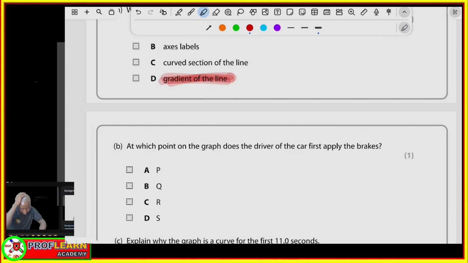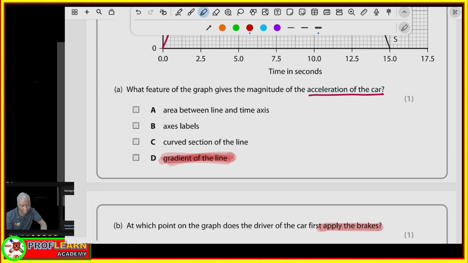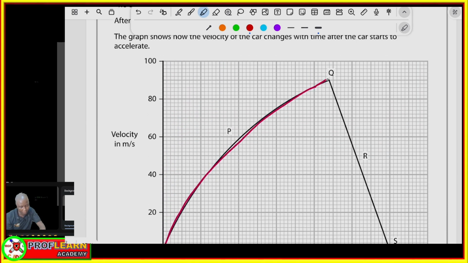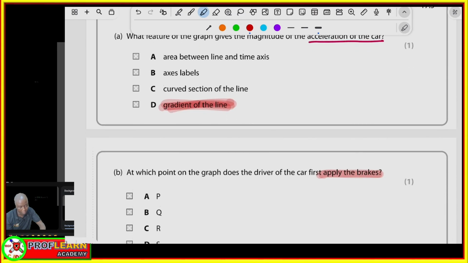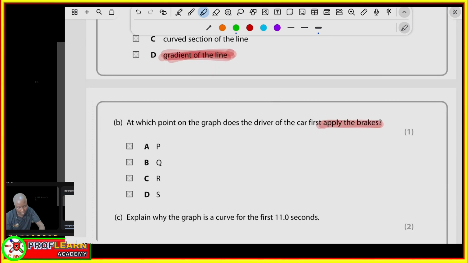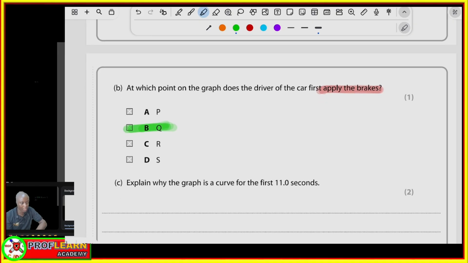At which point on the graph does the driver apply the brake? A brake is applied the moment the object starts to decelerate. So at point Q, we are going to say the brake is applied at point Q. So we are going to say our answer is that.